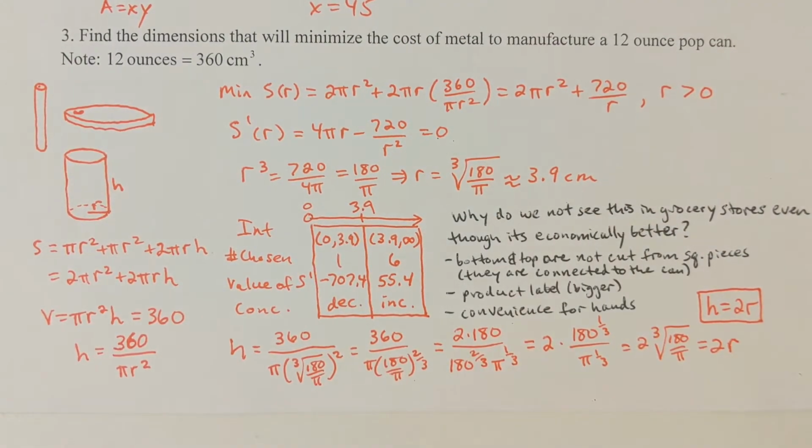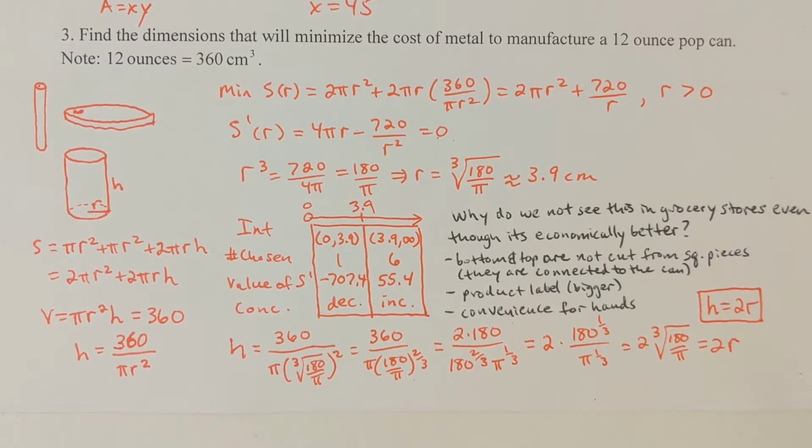Problem 3, find the dimensions that will minimize the cost of metal to manufacture a 12-ounce pop can. Note 12 ounces is the same as 360 cubic centimeters. Okay, so this would be a real-life problem that a company would want to know. You're producing cans. You don't want to be throwing money away in manufacturing the cans, right? So what is the minimum cost of metal? Like, how should the can look if we want the cost going towards the metal to be as small as it possibly could be?